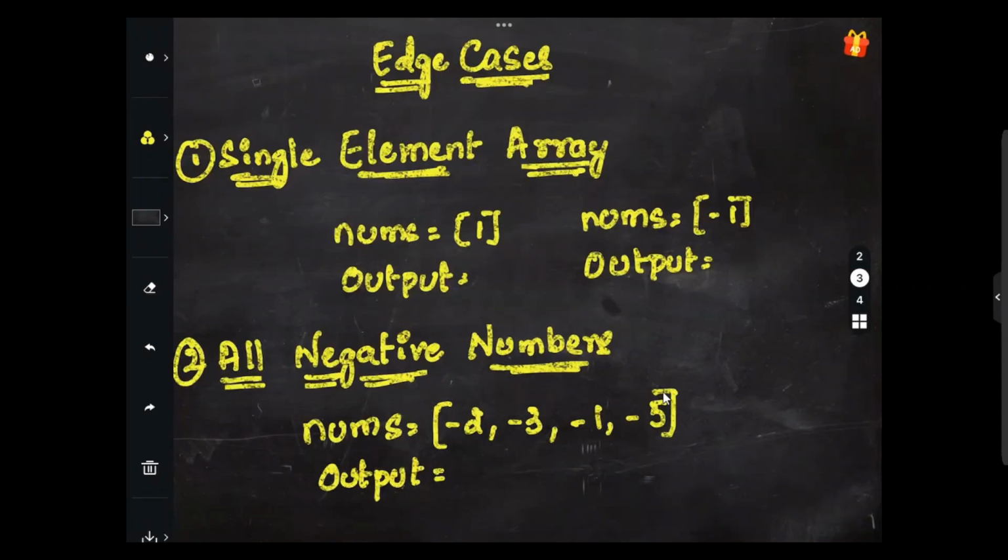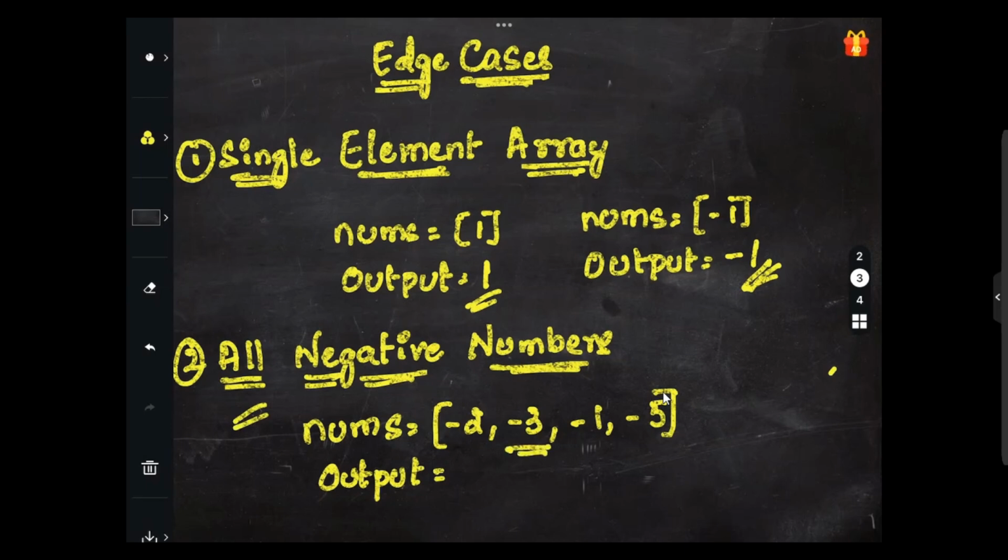Next, let's discuss the edge cases quickly. The first edge case here is a single element array. With nums equals [1], the output is 1. With nums equals [-1], the output is -1 in this case. We have only one element, so the output is 1 and -1 in this case.